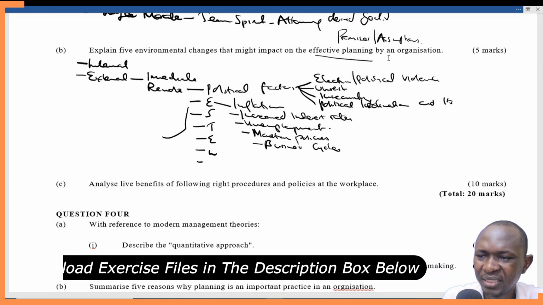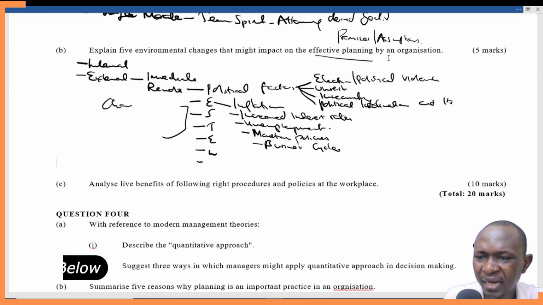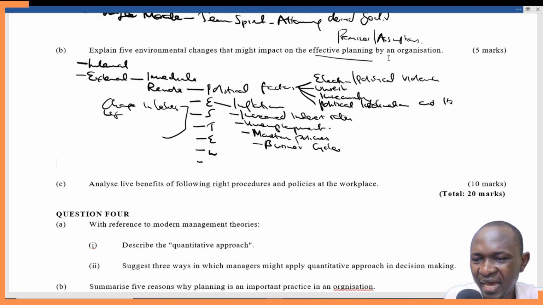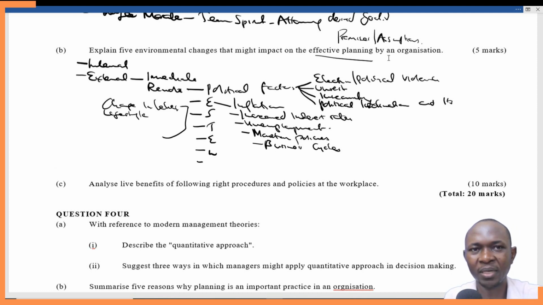Social-cultural changing beliefs and lifestyle. Like if you are an organization that is involved with the production of junk foods, and then people all of a sudden don't like junk foods, they associate them with such things, this is likely to affect the organization negatively, and it will affect planning to a large extent.